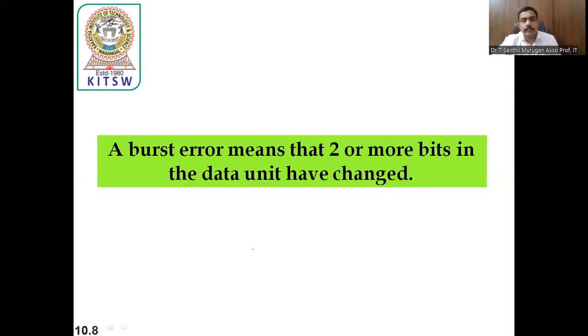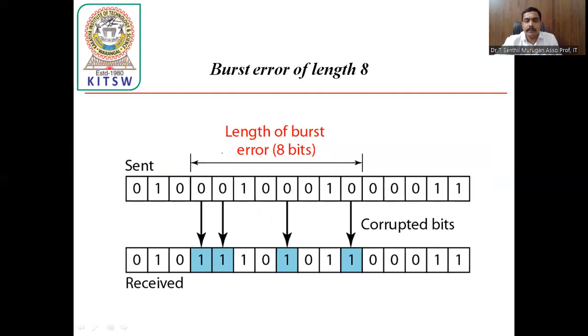Next one is the burst error. What is a burst error? Two or more bits in the data unit have changed. Initially, if 5 bits are there, and more than one bit changes. Here 0 changed to 1, here 0 changed to 1. So 2 bits are changed here. If 2 bits or more than 2 bits are changed, that is considered a burst error. You just remember that.